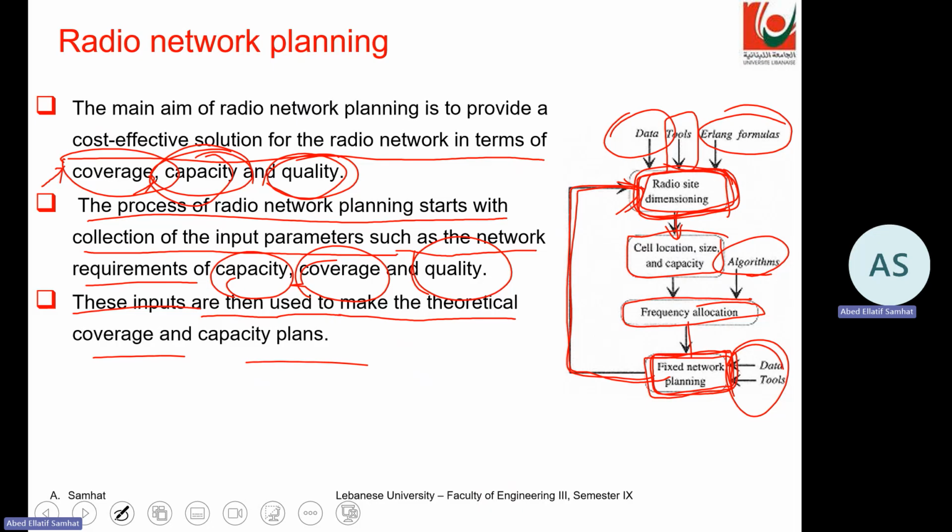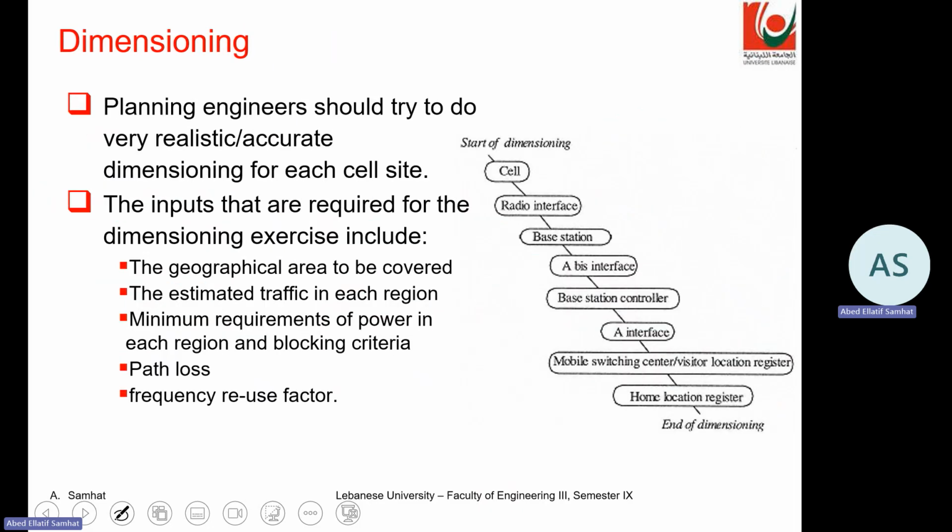So I will start here by doing a kind of dimensioning. How can we do dimensioning? In order to do dimensioning, the engineer will start from the cell site in order to define, for each cell site, what the number of frequencies to be used is, and what the traffic to be covered by the cell site is.